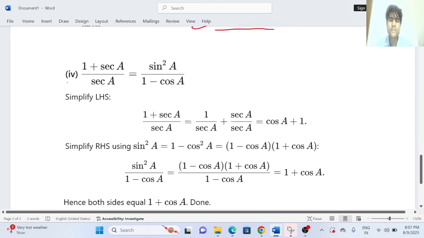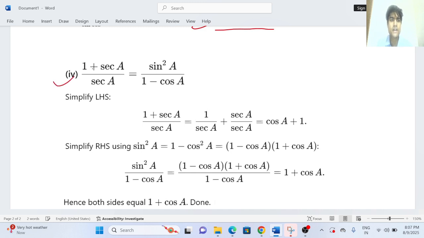So we are given this question. It's a very simple question. See over here, 1 plus sec a by sec a. You can break this down: 1 plus sec a by sec a can be written as 1 by sec a plus sec a by sec a, right? We have just broken down this question. And 1 by sec a is equivalent to cos a, because sec is the reverse of cos, and sec by sec becomes 1. So it is cos a plus 1. I hope it's very simple and very clear to you. So we have solved the left hand side.